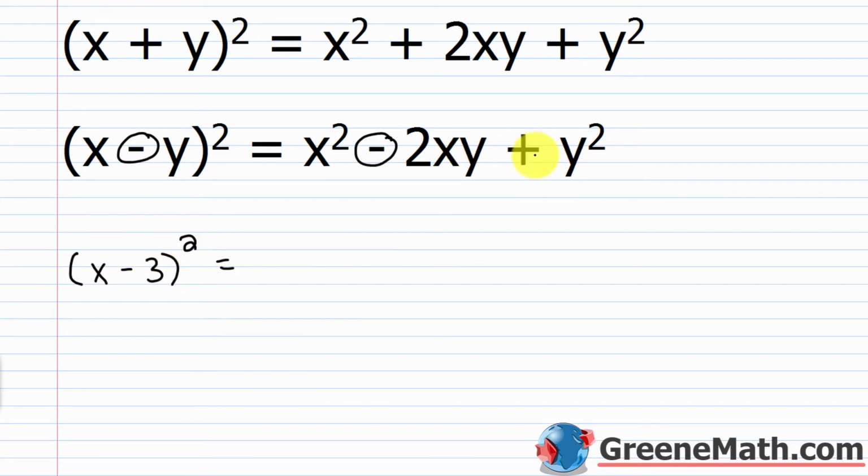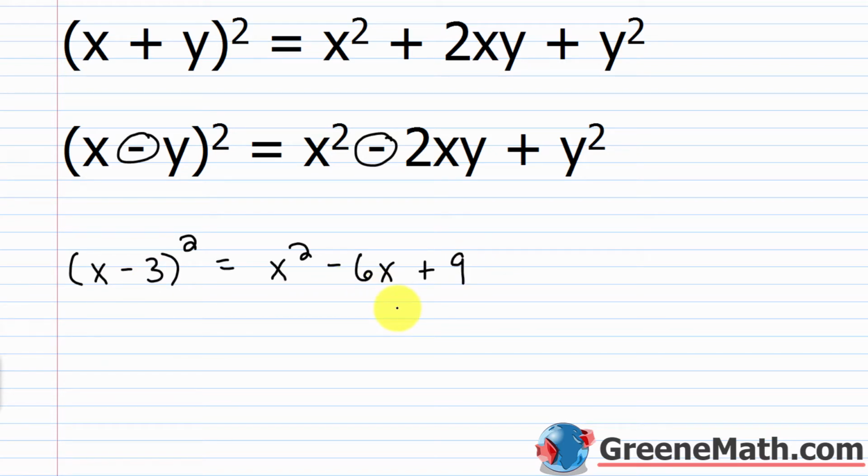Well, following this formula, I would have x squared minus 2 times the first term times the second term. So 2 times x times 3 would be 6x. And then plus your second or your last term squared. 3 squared is 9. So I get x squared minus 6x plus 9.